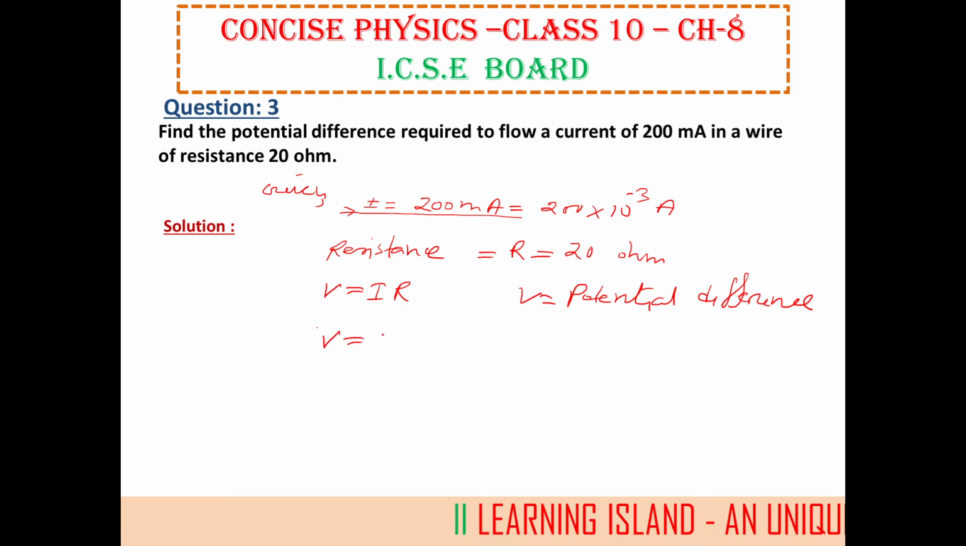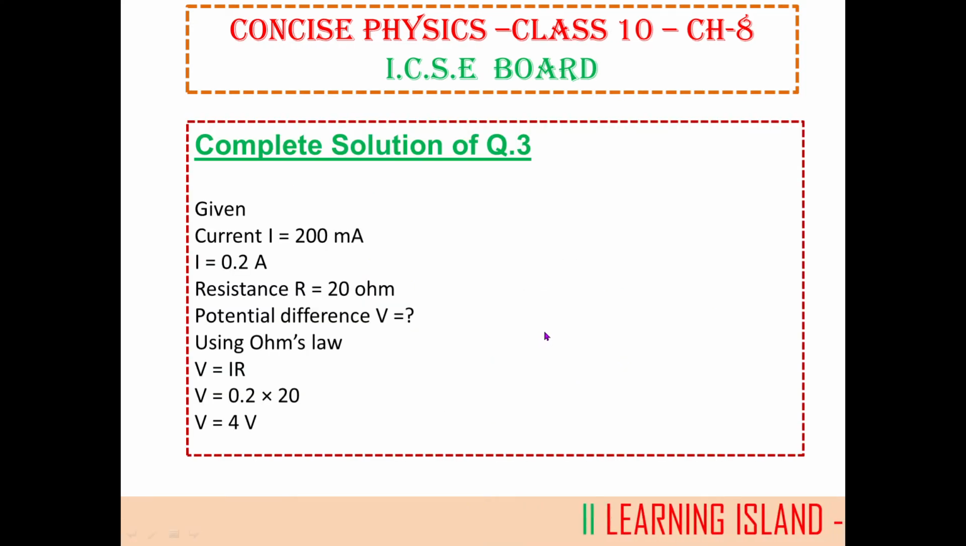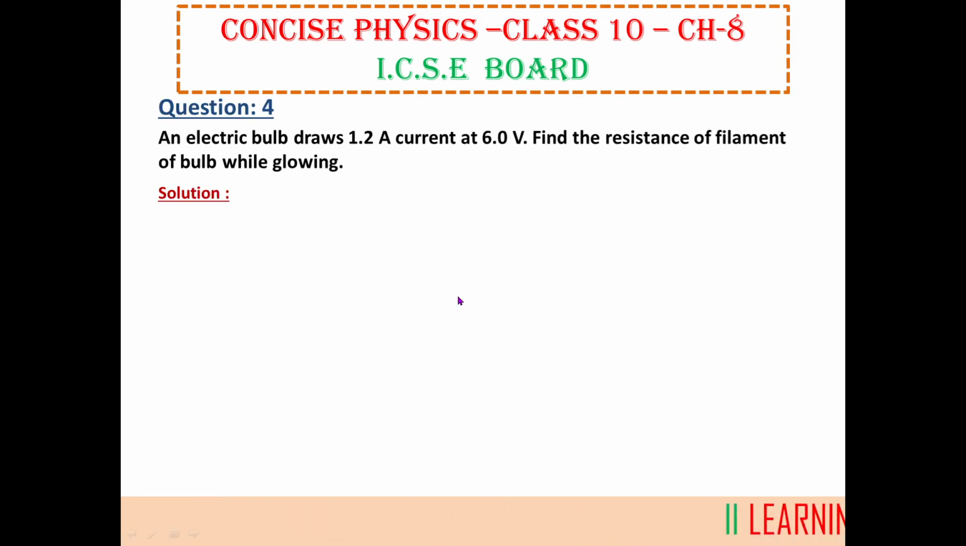So we know I. So we put here I is 200 into 10 to the power minus 3, R is 20. So finally on simplification we get 400 into 10 to the power minus 3 volt, because the unit of potential difference is volt. So here I am getting 4 volt. So this is the solution. You can note it down by pausing the video. So I am going to the next question.